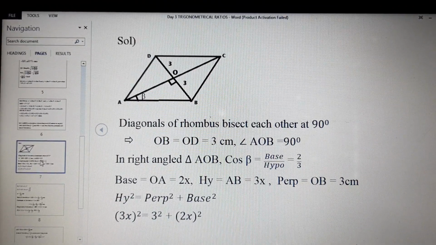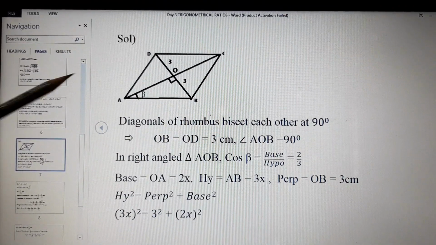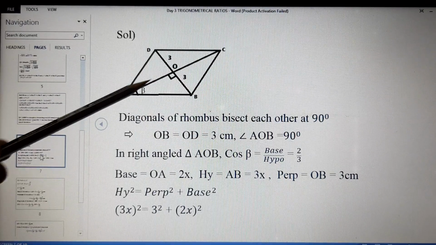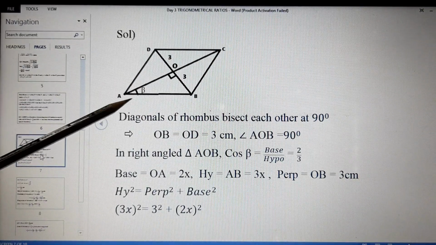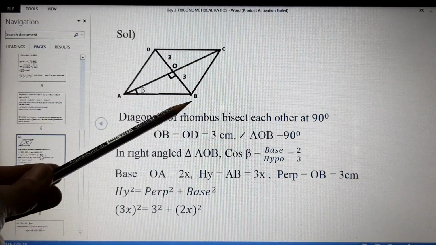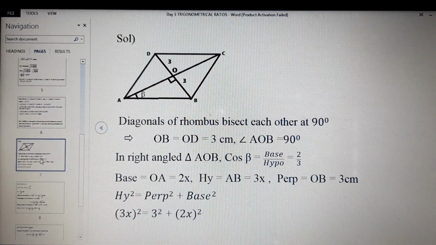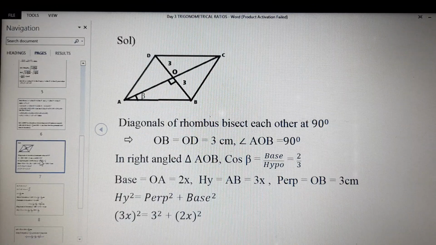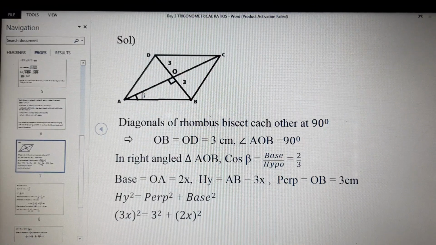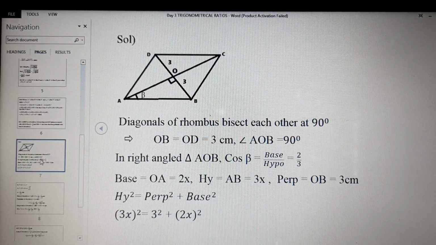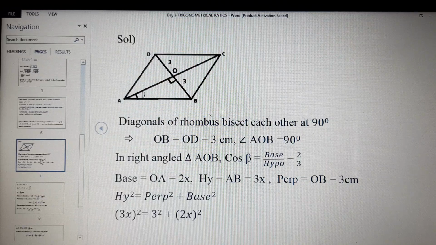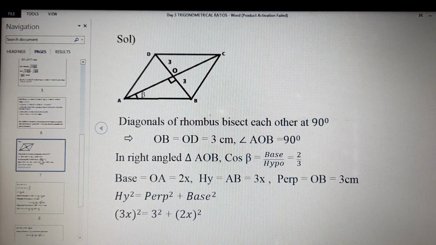ABCD is a rhombus in which AC makes an angle beta with line segment AB and OB is 3 centimeter. This much is given. As we know that diagonals of a rhombus bisect each other at 90 degrees, OB will be equal to OD. If OB is 3 centimeter, then OD will also be 3 centimeter.